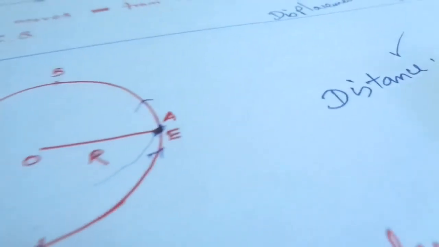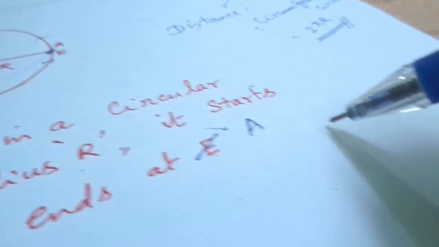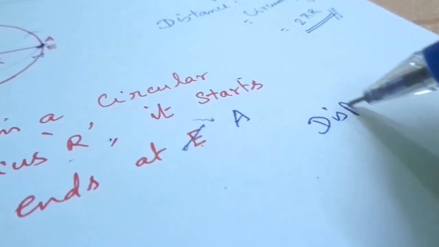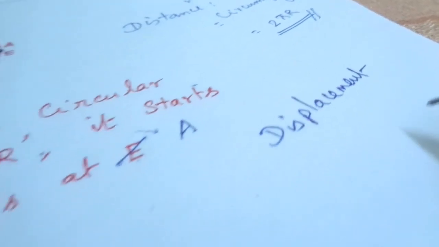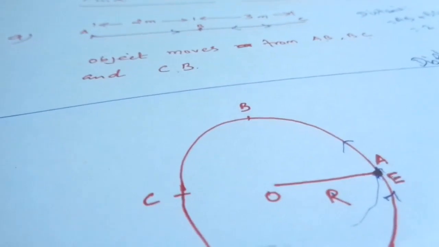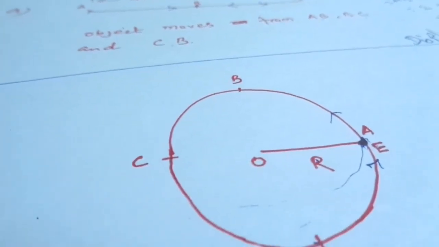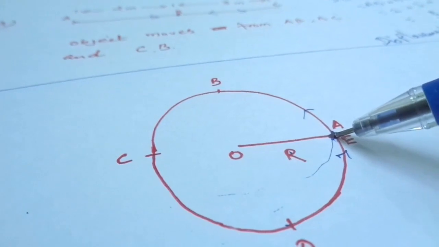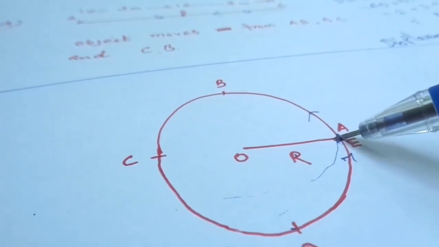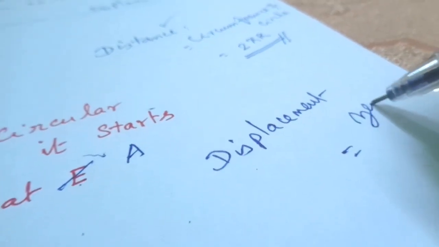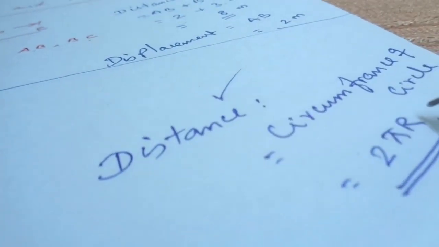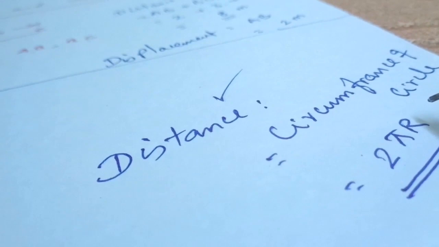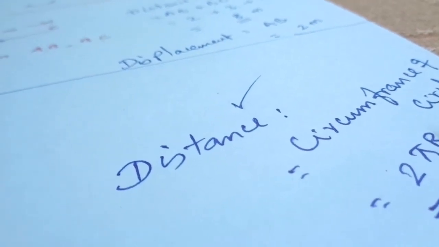Okay, next question. What is the displacement here? Displacement means, in this diagram, the starting point and end point are the same. It starts here and ends here. The distance between starting point and end point is 0. Then 0 is the displacement, and 2 pi r is the distance covered by the object in a circular path.